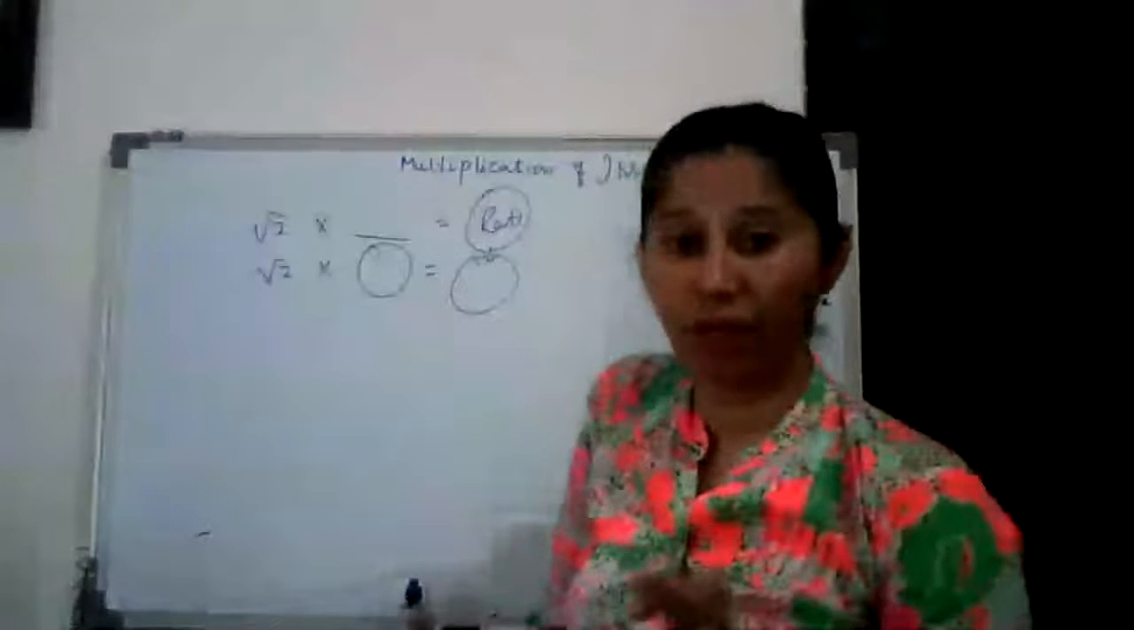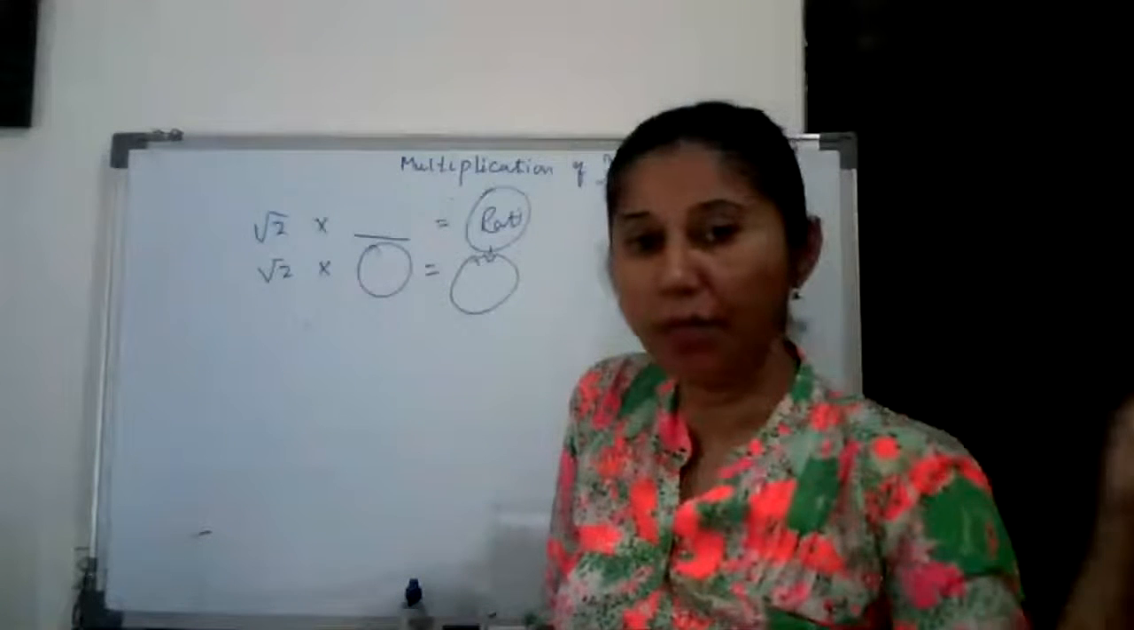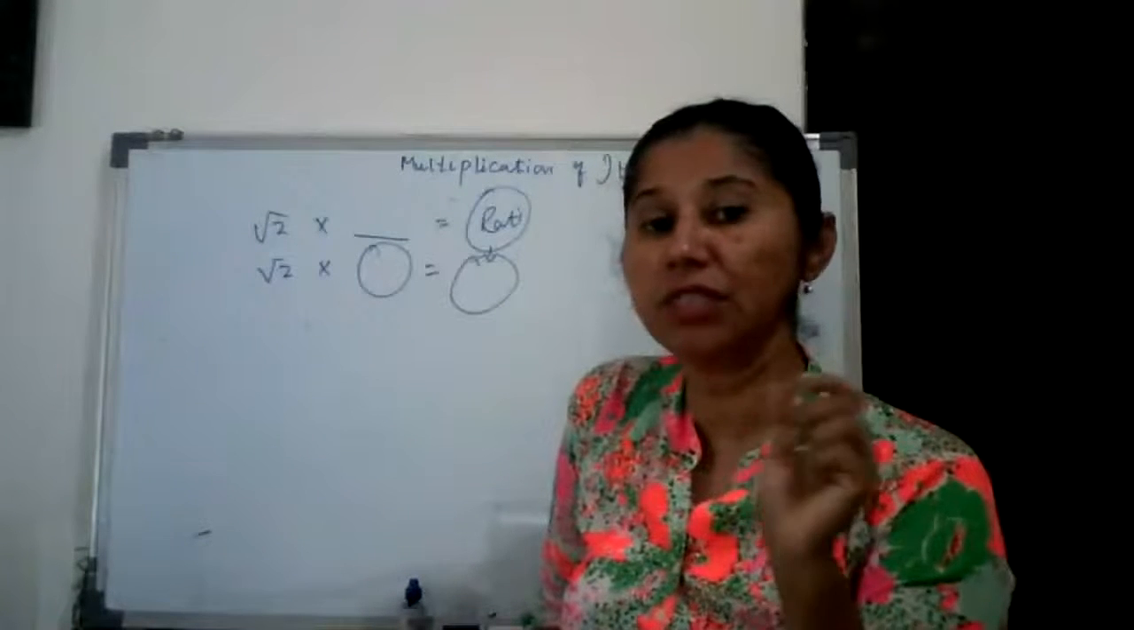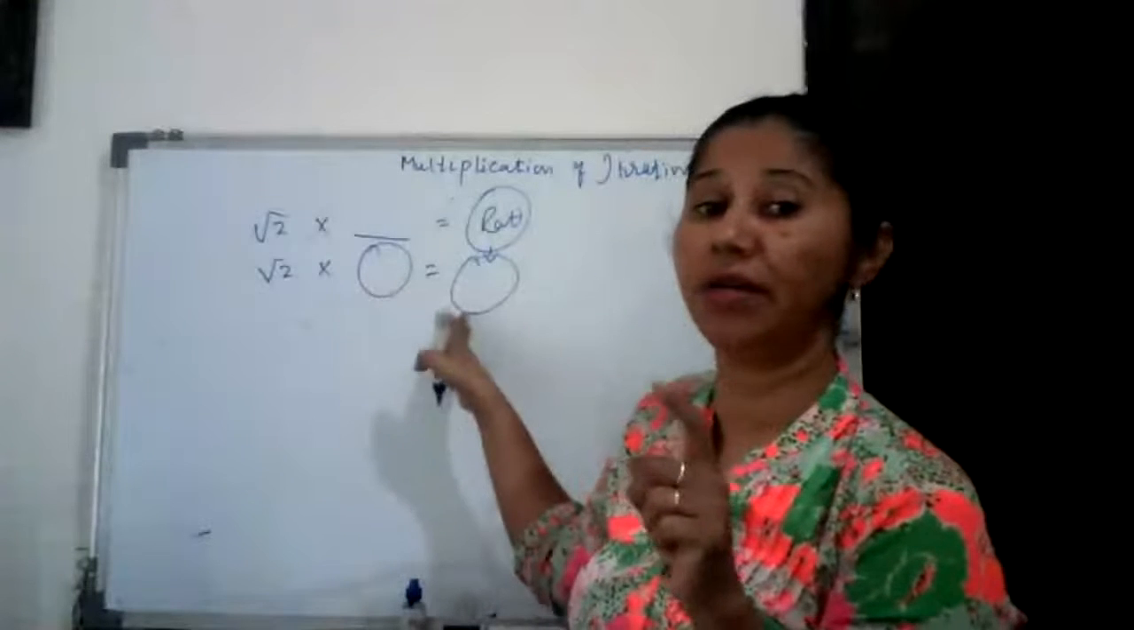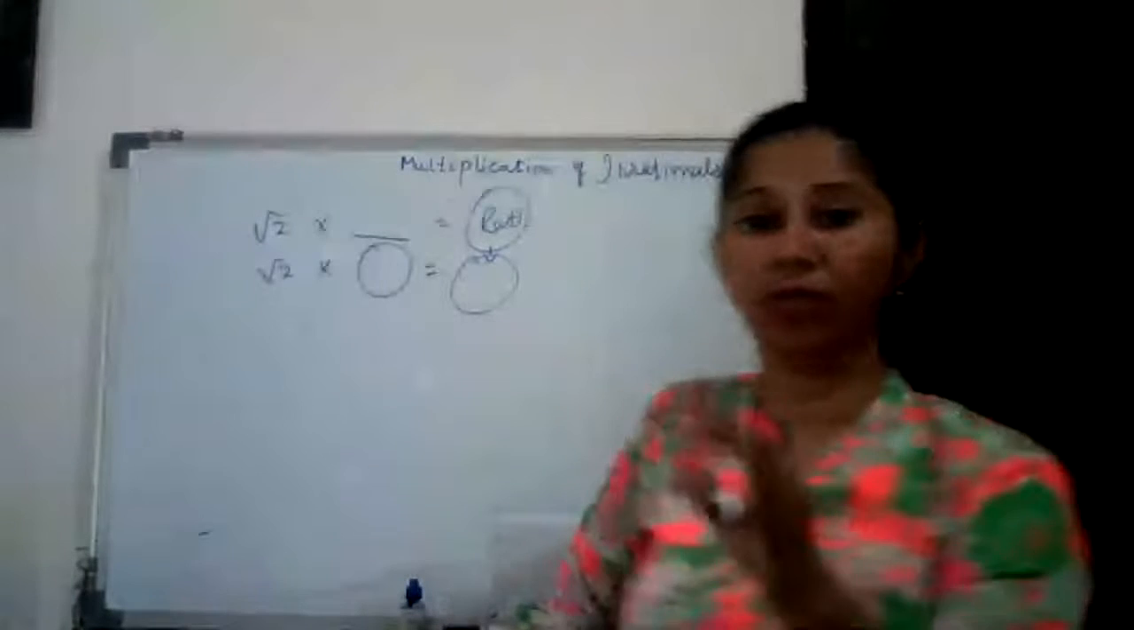The smallest one. I know there could be many bigger numbers, but I'm searching for the smallest irrational number you multiply so that you get the nearest rational number. The smallest one you will apply.